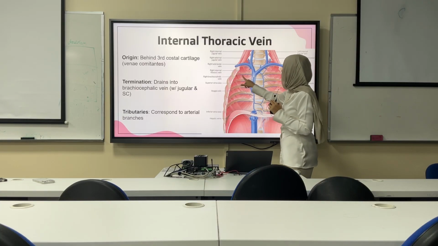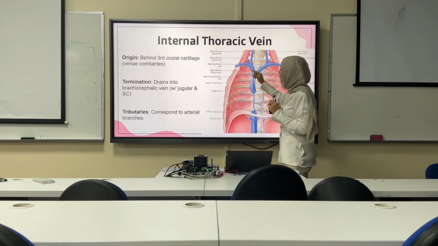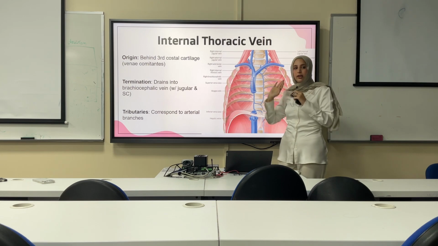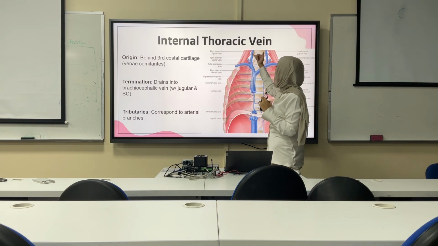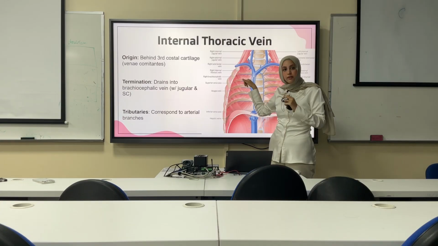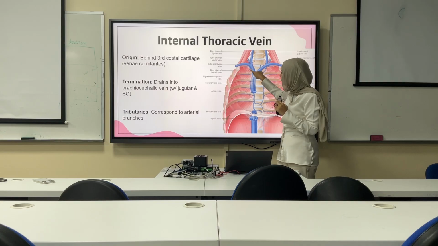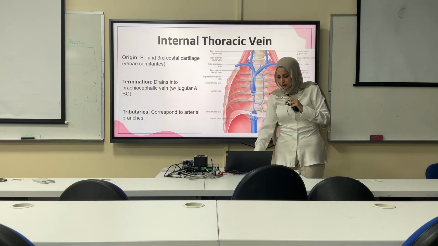Do you see the brachiocephalic? This one, okay? And then the internal thoracic vein has 3 tributaries, 3 things that empty into the brachiocephalic vein. We have the jugular vein, the subclavian vein, and then you can see this one, the small one, the right internal thoracic vein. Okay, sounds good?